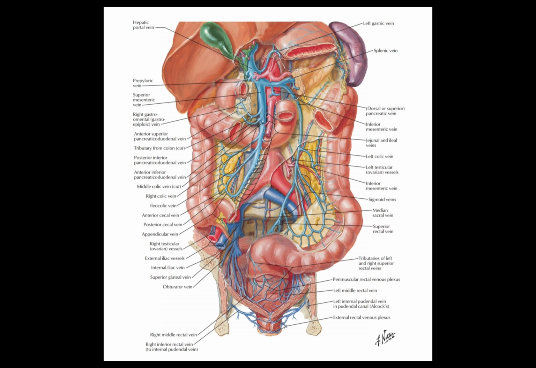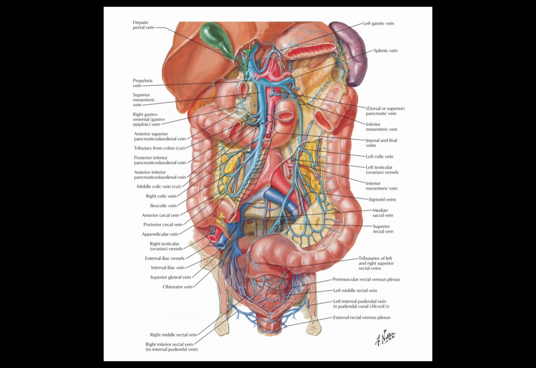the splenic vein joins with the superior mesenteric vein and forms the portal vein, and the lesser curvature of the stomach and lower part of the esophagus are drained to the portal vein via the left gastric vein.